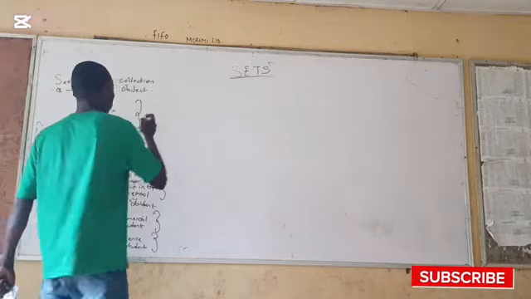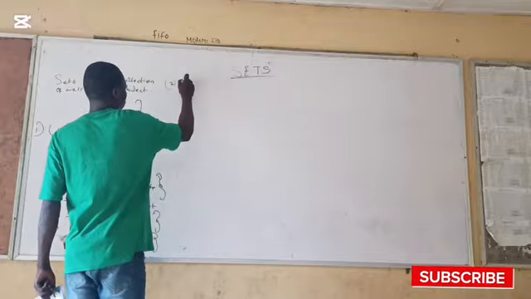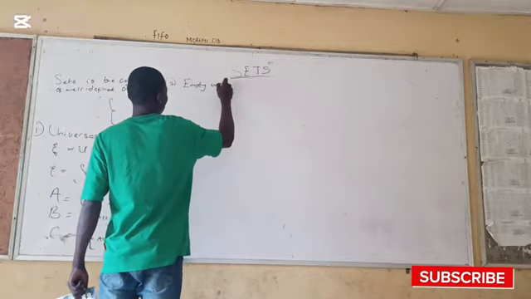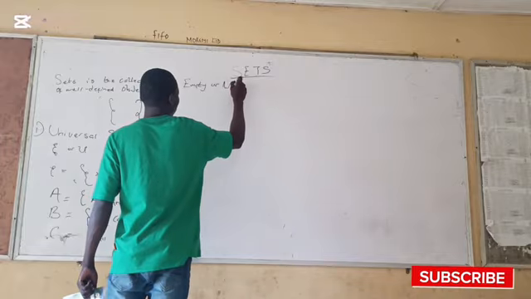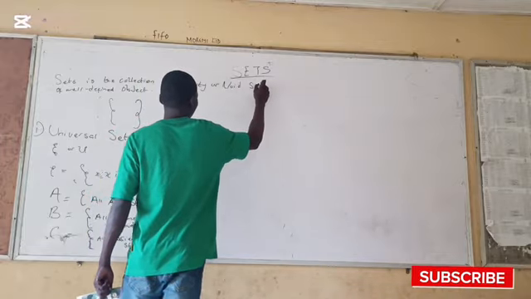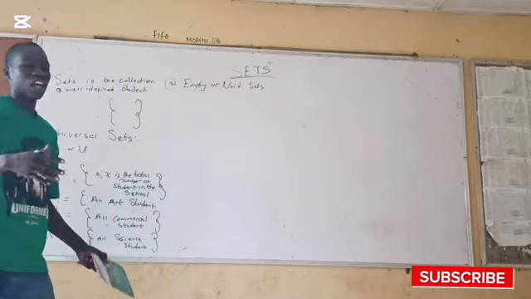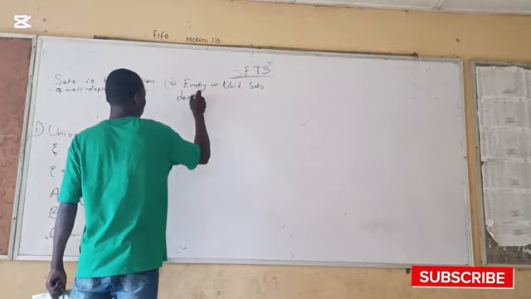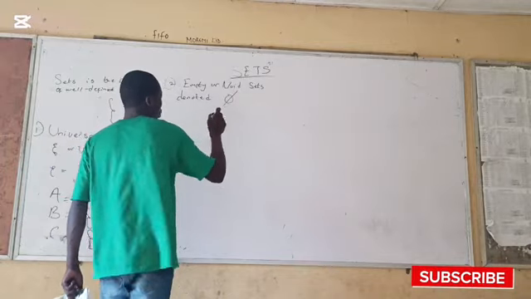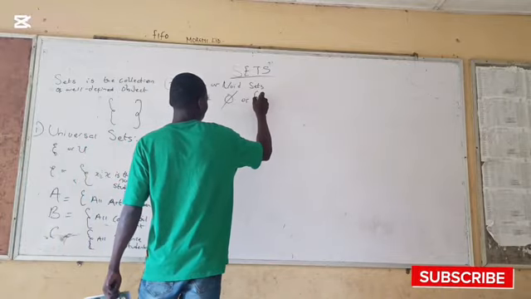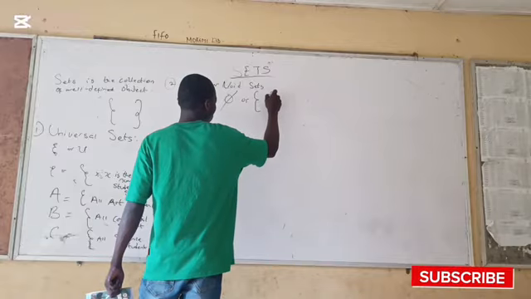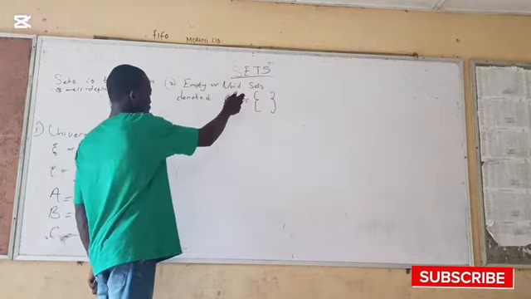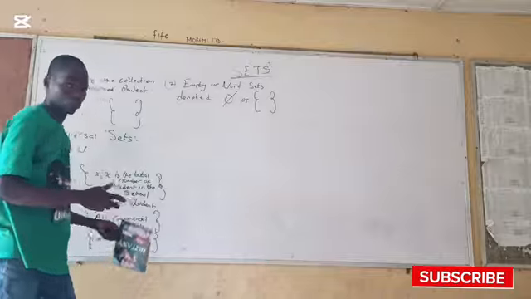Now let's talk about the empty or void sets. So we have empty or void sets, and this is denoted by this symbol or just the curly brackets with nothing inside. So if you want to represent empty or void sets, you write it in this form.